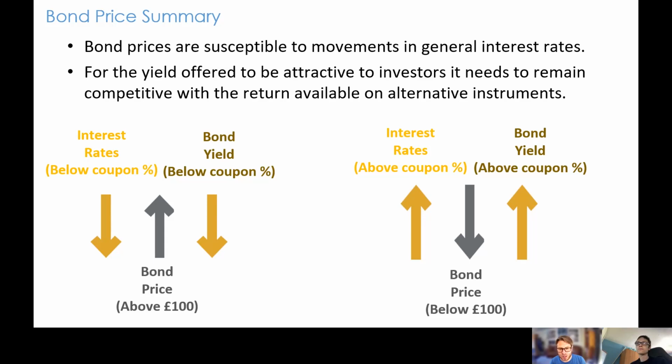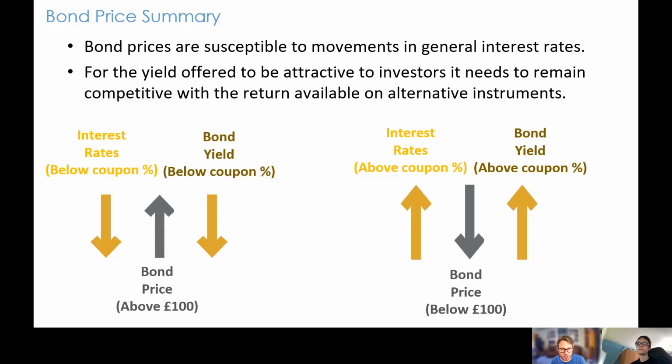And then the reverse is true. If interest rates go up above the coupon, the bond price will go below the £100 per £100 nominal mark, and the bond yield is likely to go up above the coupon rate percentage there.